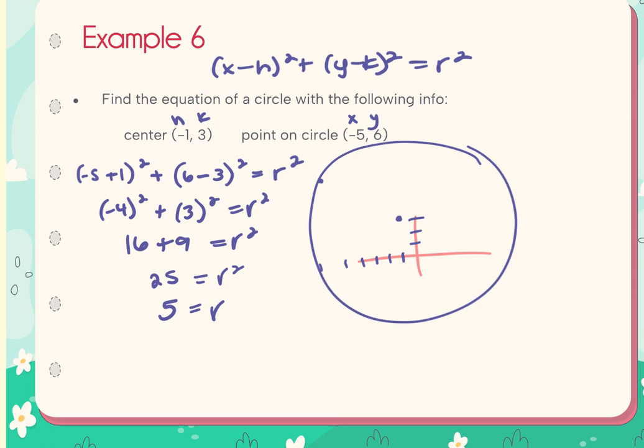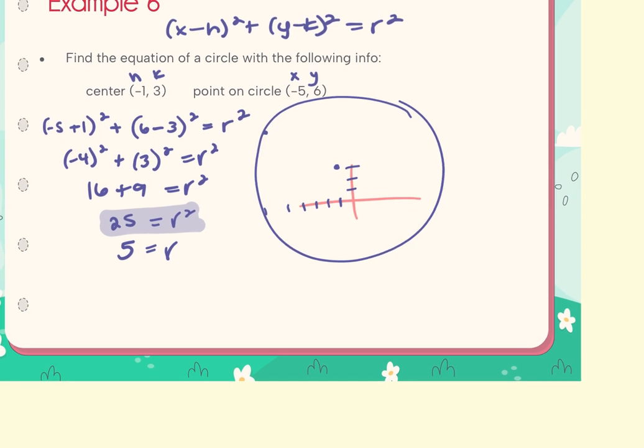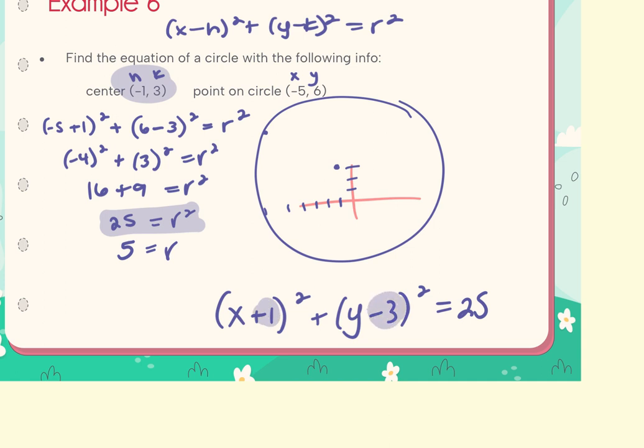Honestly, I don't even have to do that last step because in my equation, I keep it as r squared. So once you get to r squared equals 25, you can jump straight to the equation. X minus a -1 would be +1 squared, plus y minus 3 squared equals my r squared, which is 25. Be careful here and make sure you use the center for these points, because that's another common mistake, people pulling from the x, y. It's got to be the center.